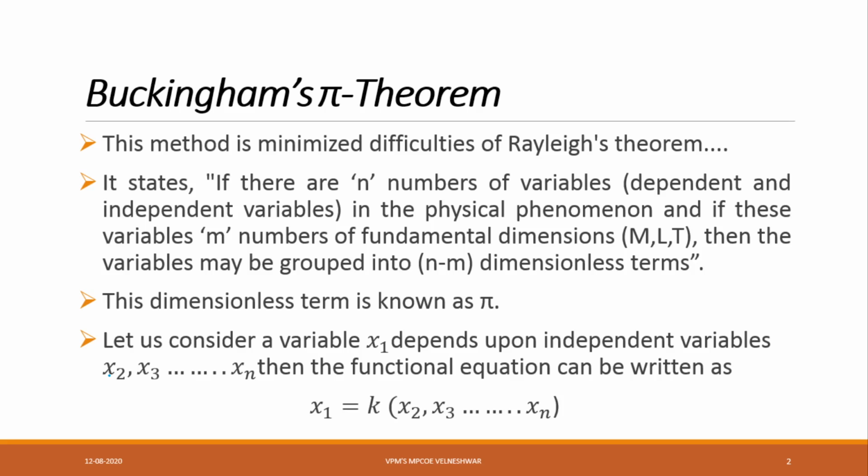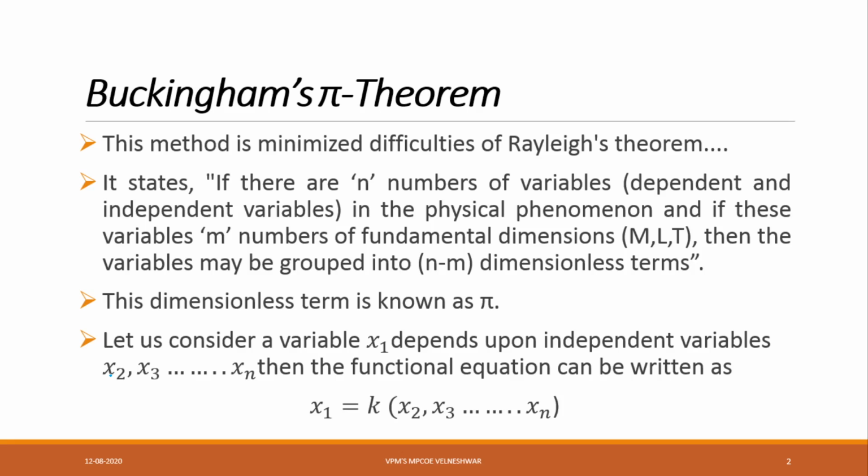But what were the difficulties we were facing in Rayleigh's method? Here, by using Buckingham's method, we will control them. It states that if there are n number of variables, dependent and independent, in a physical phenomenon, and if these variables contain m fundamental dimensions. Here, number of variables means, like, length, velocity, viscosity, like this. These are nothing but variables.